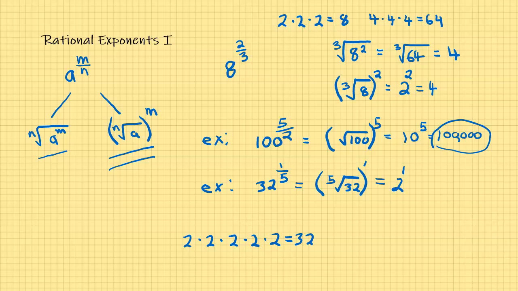Okay, so let's go ahead and finish the problem now. So 2 to the first power, anything to the first power is that anything. So 2 to the first power is 2. That's it. Very good.